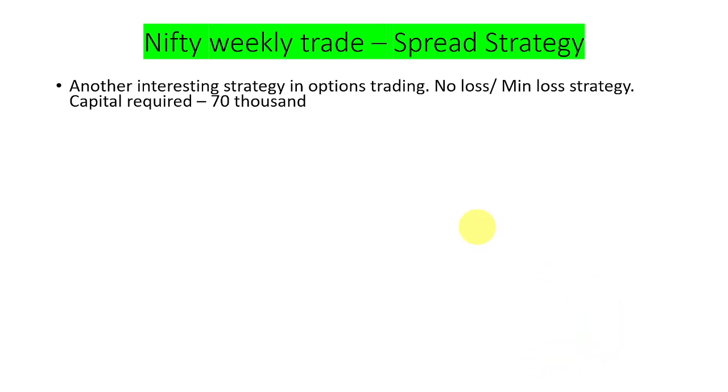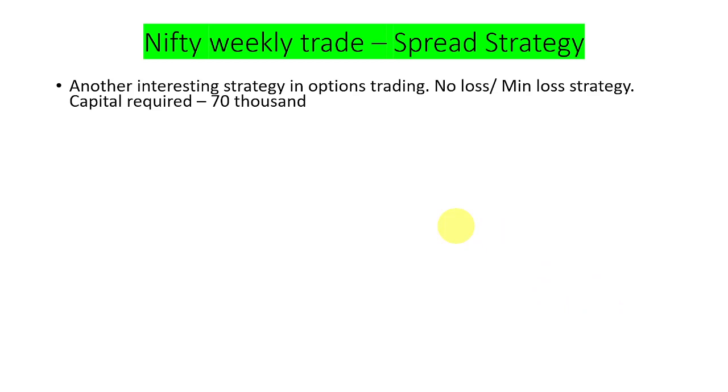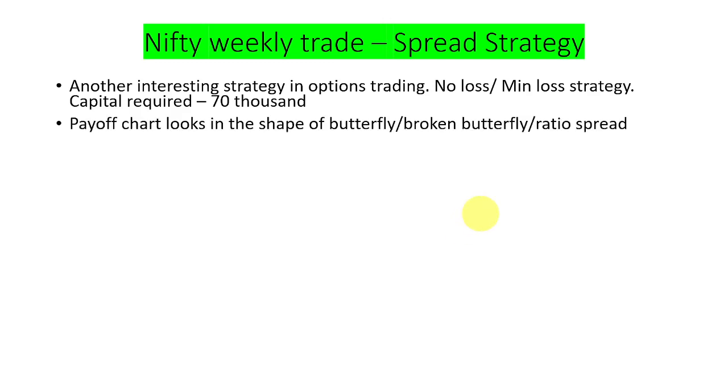This is again an interesting strategy in option trading where you will have kind of minimum loss. If not no loss, it will be a minimum loss risk defense strategy. The capital required is not much, it's only 70,000, so retailers can easily do this. And the payoff chart, when I'm showing the simulation, you can see it will be kind of a butterfly or broken butterfly. It's a ratio spread payoff chart.